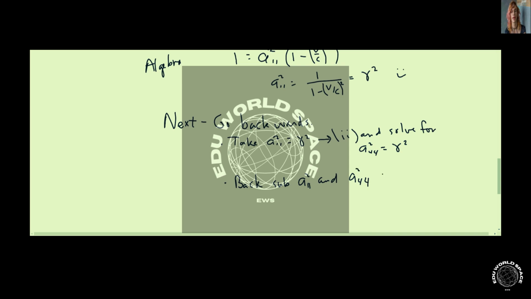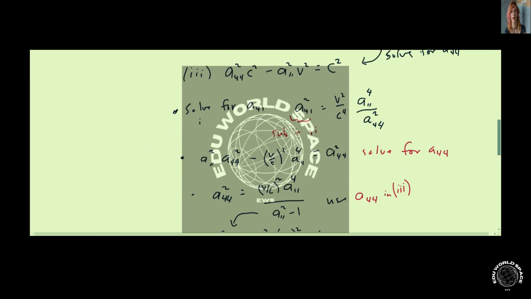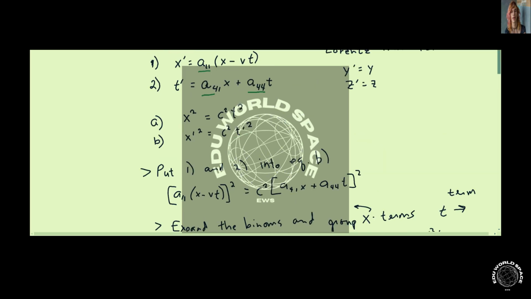Into equation 1, probably the form that's the easiest to use that you've already worked with. And you get that a41 has to be minus v over c squared, 1 minus v over c squared root in the denominator. And I won't show that algebra. It really gets to be kind of hairy, but it does work out. That's not the hard part. The hard part was sort of figuring out how to go forward and get the coefficients from the information whittled down about the transformation.